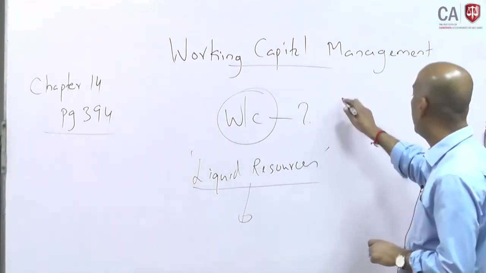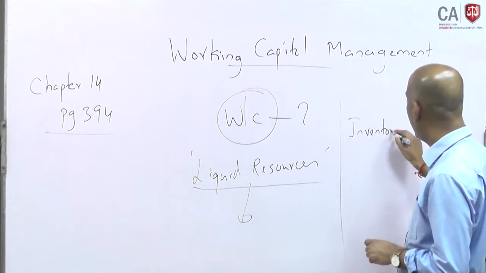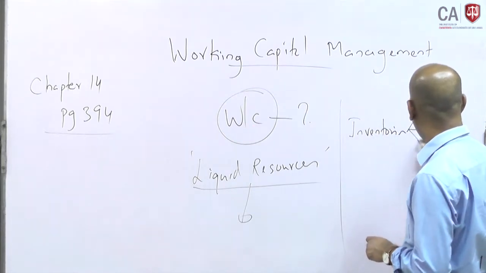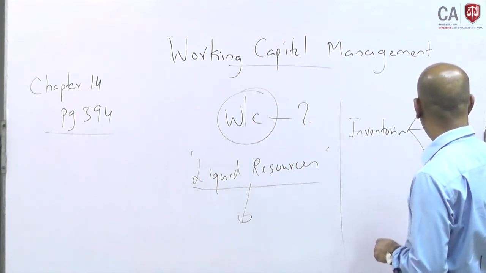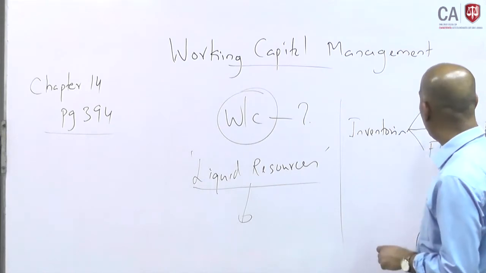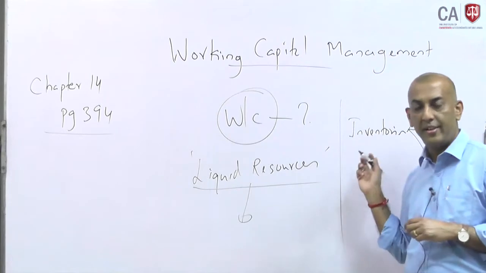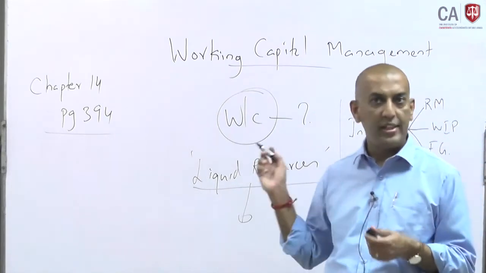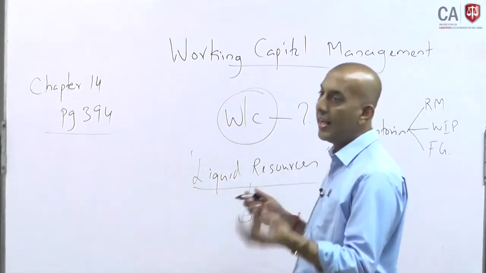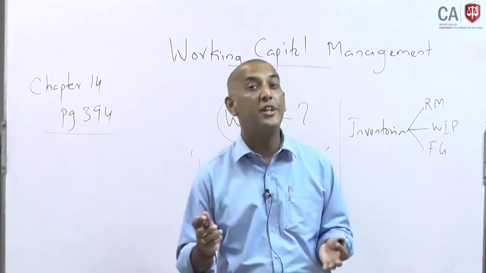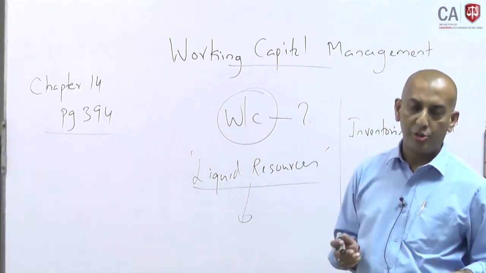So what are your working capital items? Generally inventory. The main item is inventory. Inventory can have categories: raw material, WIP (work in progress), and finished goods. Those are three subcategories of inventory. Generally in a manufacturing organization, these three inventory types are there. But if you take a trading company, you will have only finished goods. That means you buy and sell, you import and sell. Then you have only finished goods.